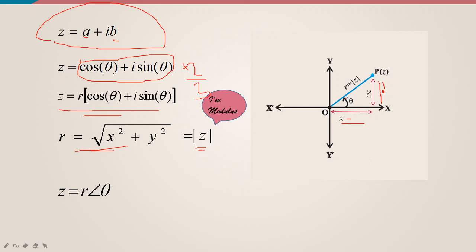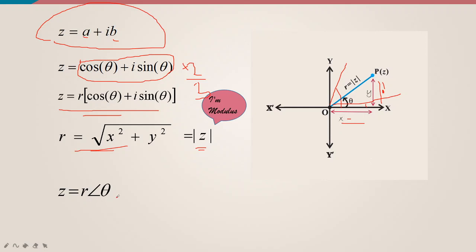When this line moves around in the plane, it makes an angle with the x-axis, right? Suppose the line is like this, it makes an angle here. Suppose the line is like this, it makes an angle here. Wherever the line joining the origin 0 and the complex number moves, it makes an angle. So there's another way of writing it: I write the modulus value and then I put the angle also.